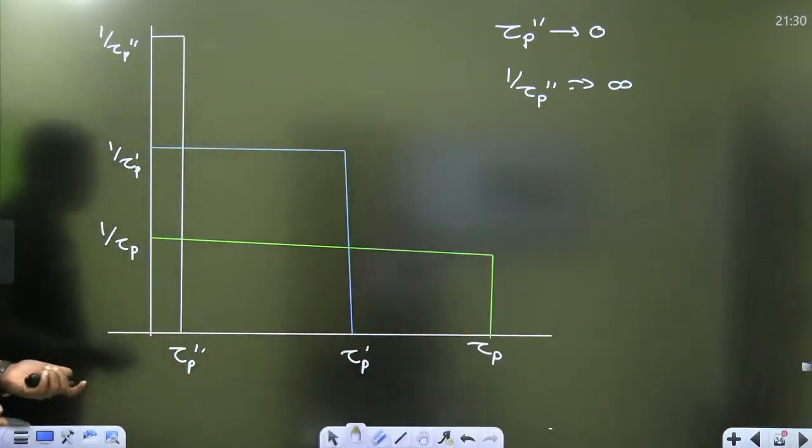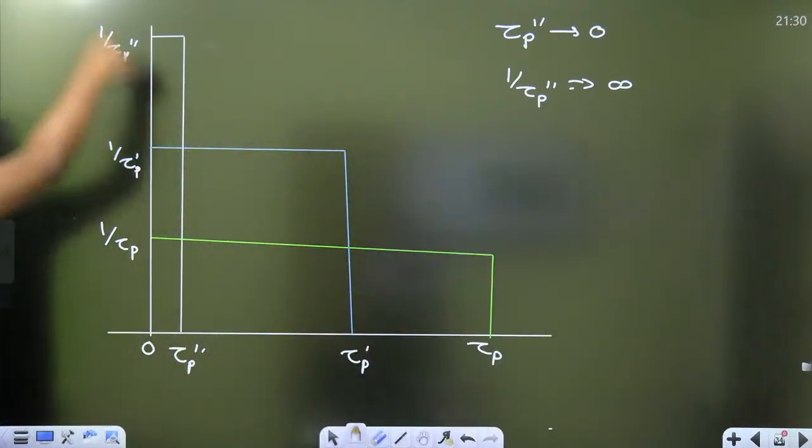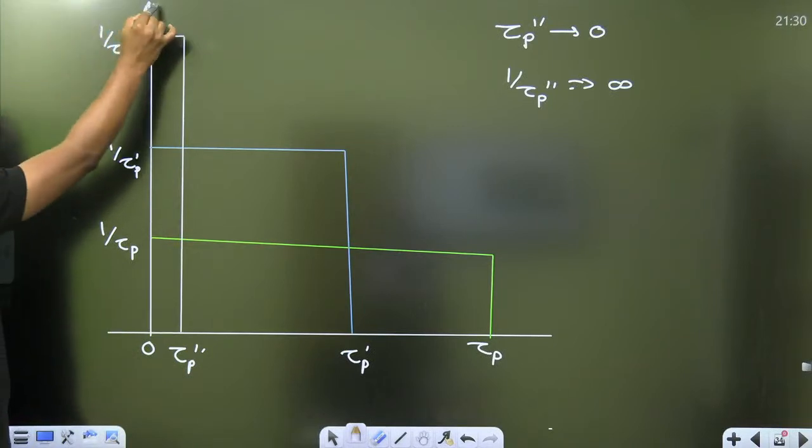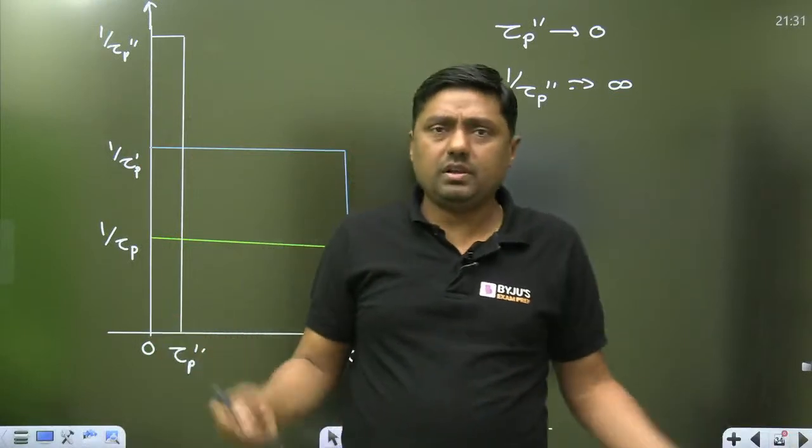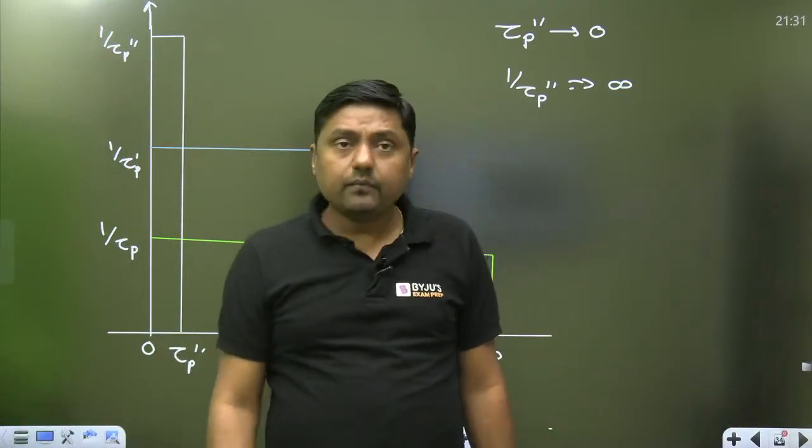Okay. That is done. What is the strength? Infinite. But exactly at 0. And that's why it is called an impulse signal. Okay. Now it is clear.